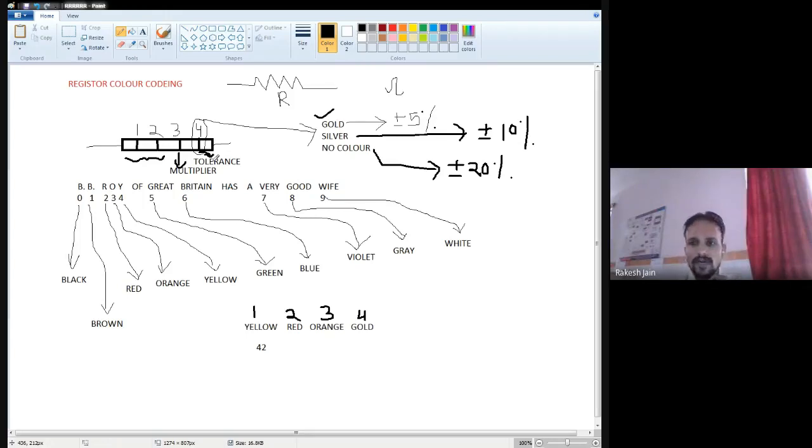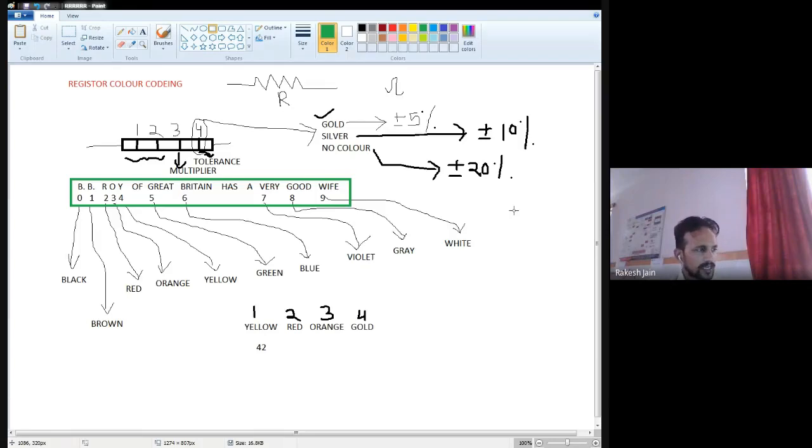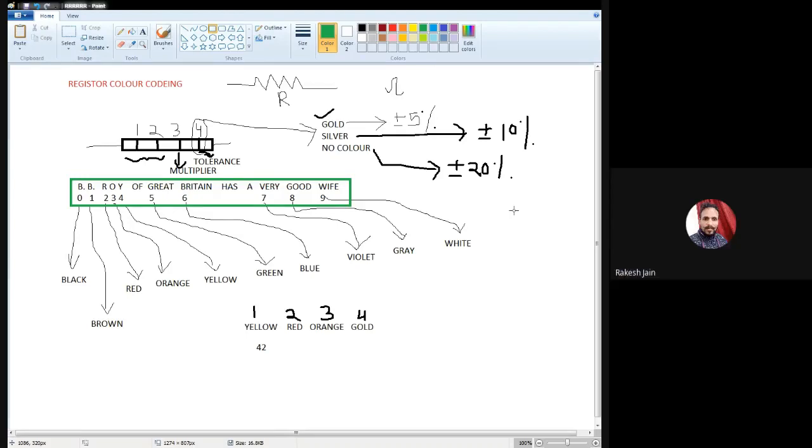Whatever the first two colors are, just write down their values from the color coding format. Where is the color coding format? I am talking about this green box. This green box shows you the color coding format. The first color is yellow, the second color is red, and red's value is 2. So I write down 2, and 42 will be there.